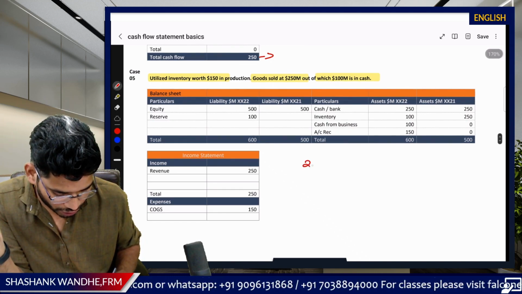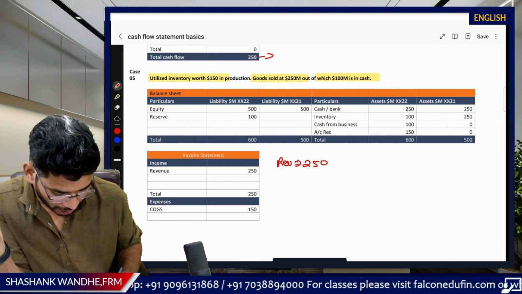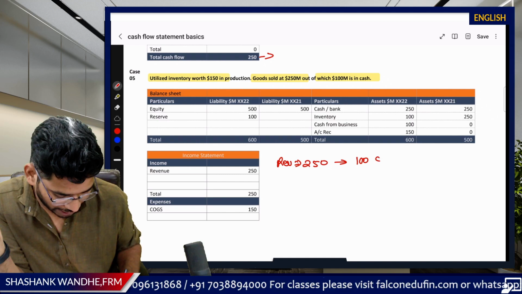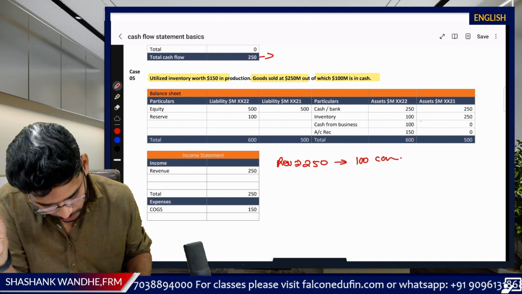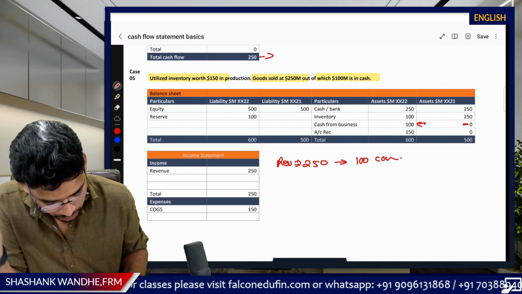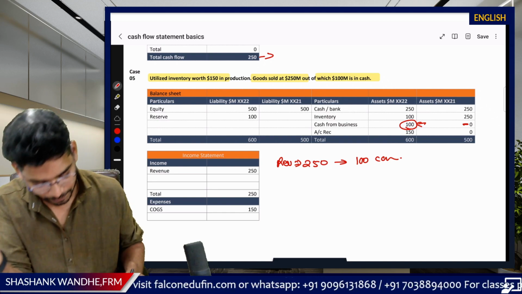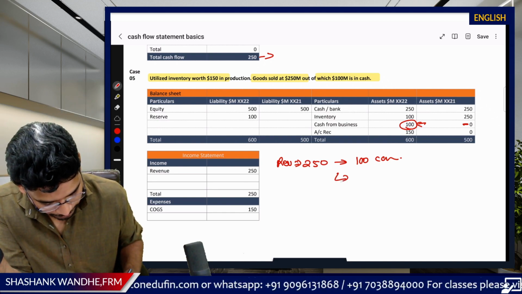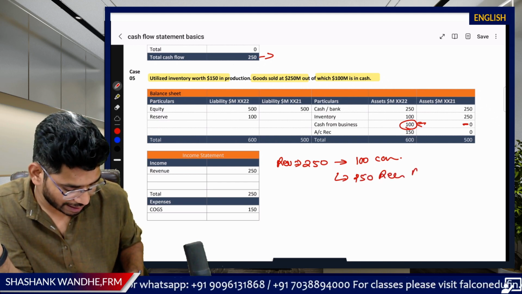We sold goods worth 250. So this is your revenue. Out of which 100 is in cash. This means our cash will increase by 100. So this is your cash from business 0. So cash from business is increasing from 0 to 100. And obviously this means 150 is receivable. These are our debtors.